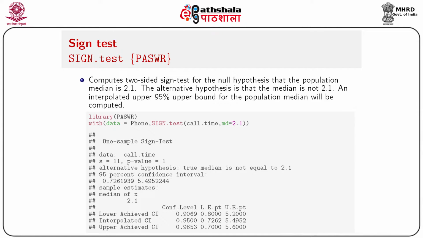and it will generate the results, a one sample sign test. On the data, it gives the test statistic S equals 8, p-value is 1. So the alternative hypothesis was that the median is not equal to 2.1. The 95% confidence interval is given as 0.75 to 5.49, or 5.5. The sample median was estimated as this, and the interpolated 95% confidence intervals are given as follows.